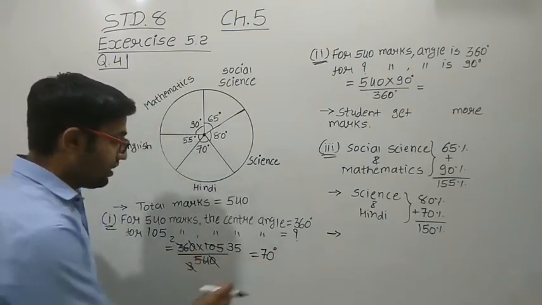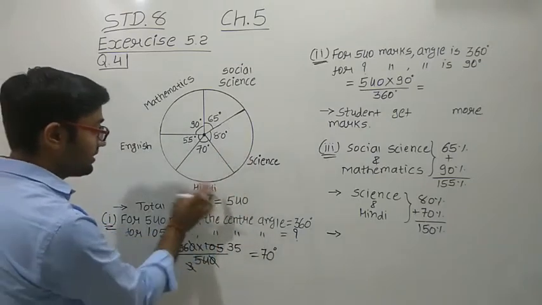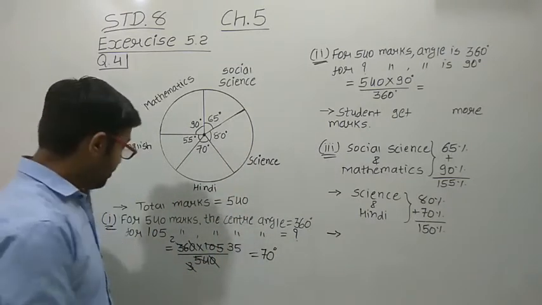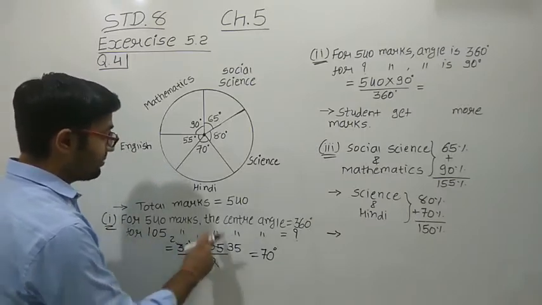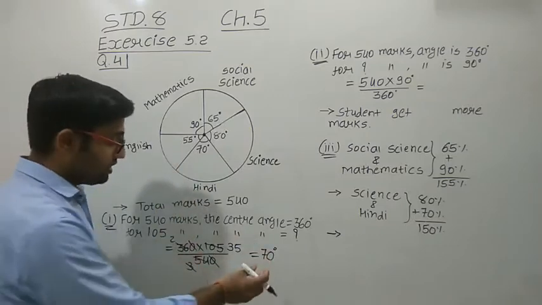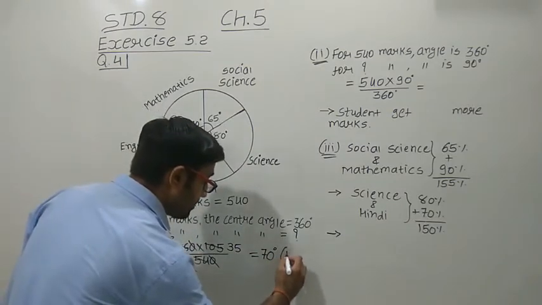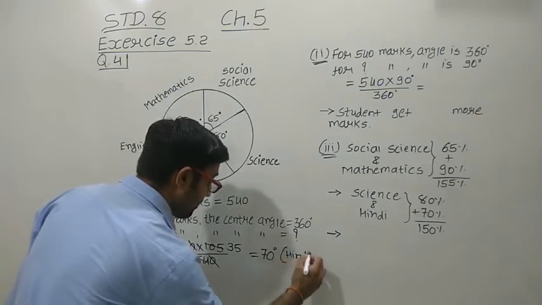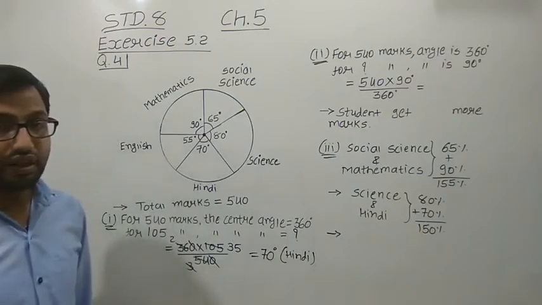And the 70 is what? 70 degrees. So which subject has 70 degrees? That is Hindi, right? So 105 marks the student got in which subject? Hindi subject, because its angle is 70 degrees. So the answer of this first question is Hindi, right?